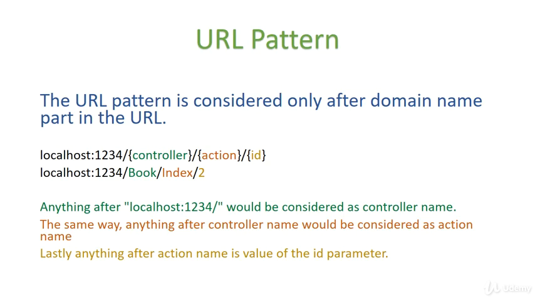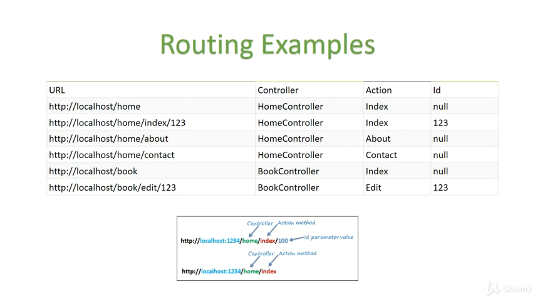If I go back, as you can see, the URL pattern is considered only after the domain name part of the URL. So if your URL is something like localhost/book/index/2, book will be the controller, index will be the action, and 2 will be the ID. The first thing is controller, the second is action, and the last one is ID. Let's understand this more with a few examples. I have a few examples here, and I have defined what is the controller, what is the action, and what is the ID.